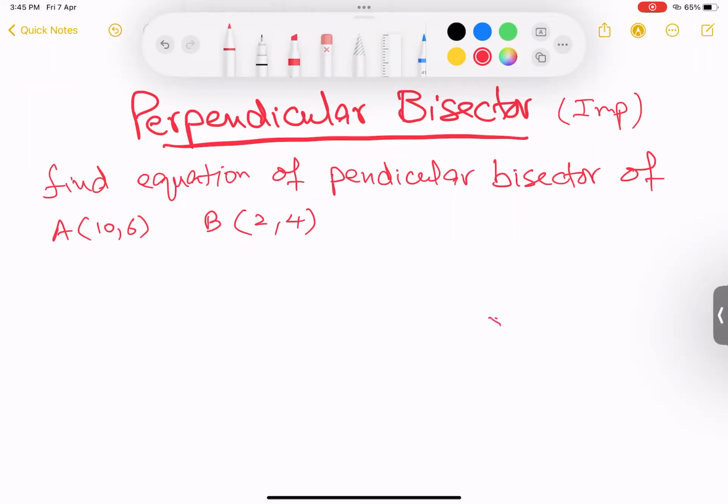I am going to show you an example. This is a question we have. Inshallah, we will try to solve at least three questions: one I will do, and two you will try. For example, A has coordinates (10, 6) and B has coordinates (2, 4).